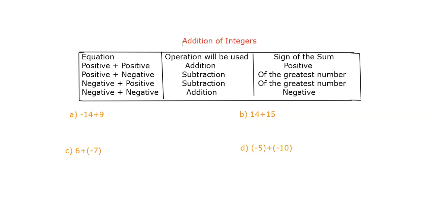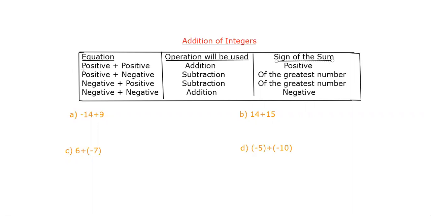So today we will be doing addition of integers. There are some basic rules which I have mentioned over here. This column represents the equation, this column represents the operation that we will be using, and this column tells that after we find the sum, what type of sign we will use.